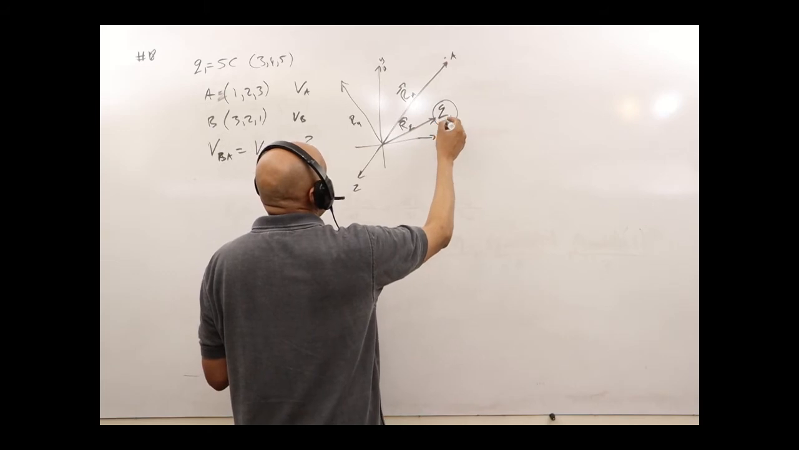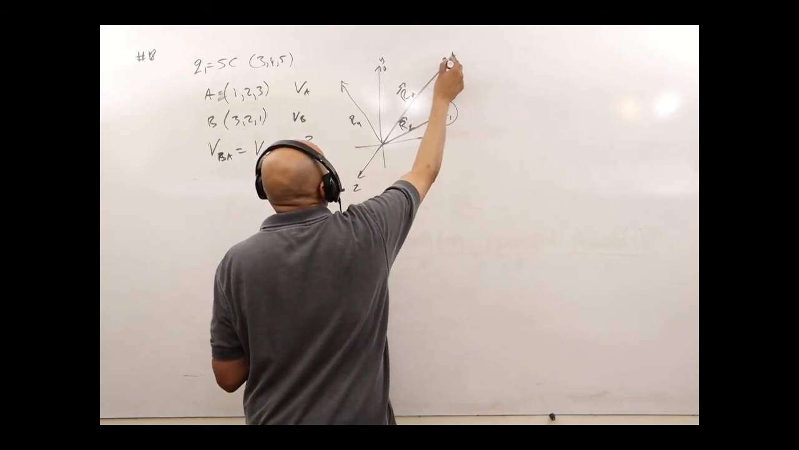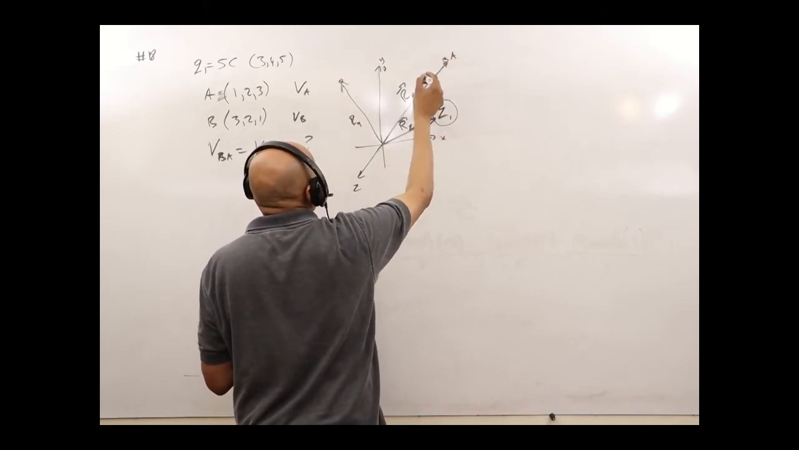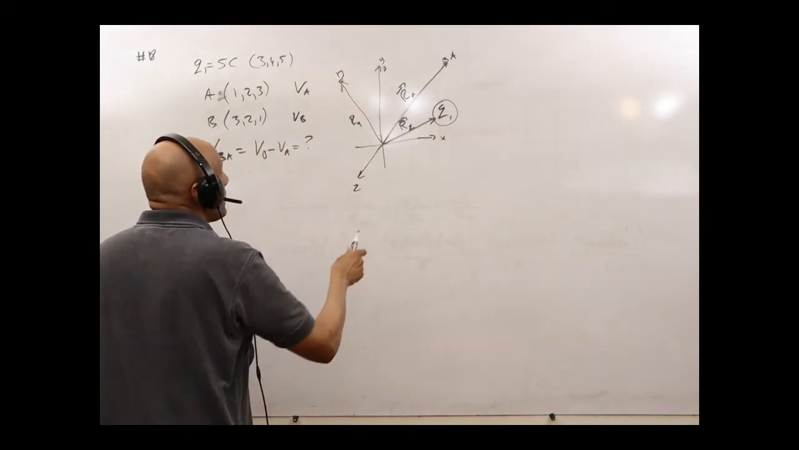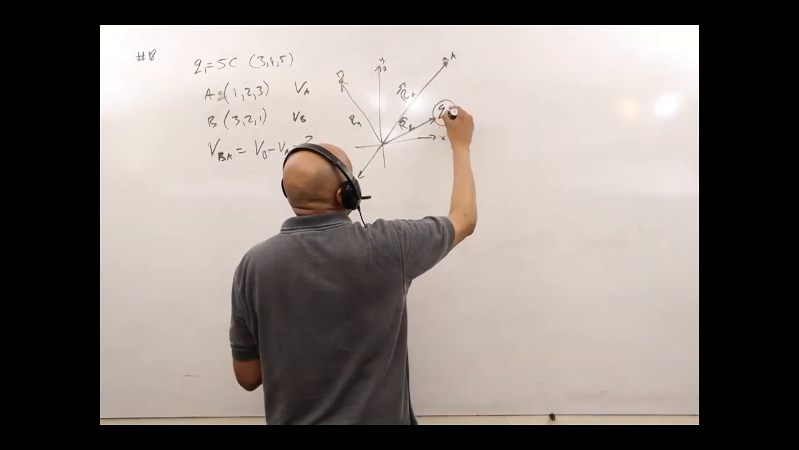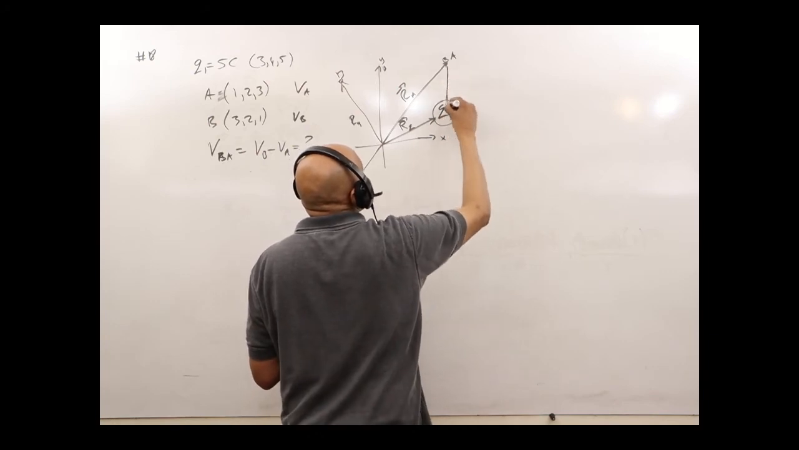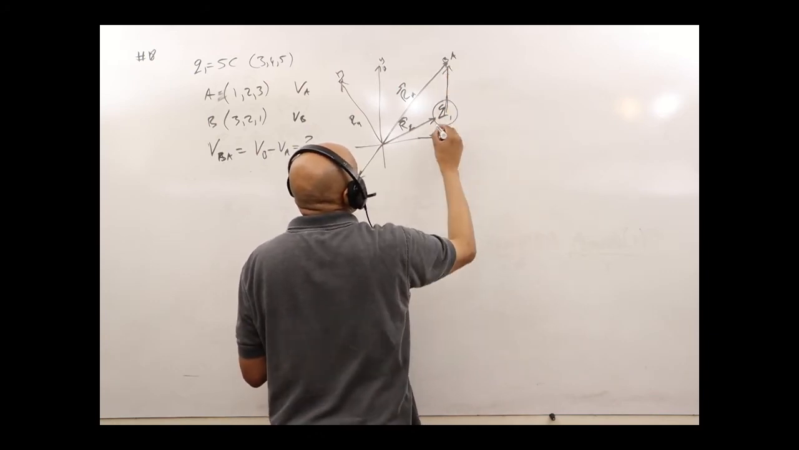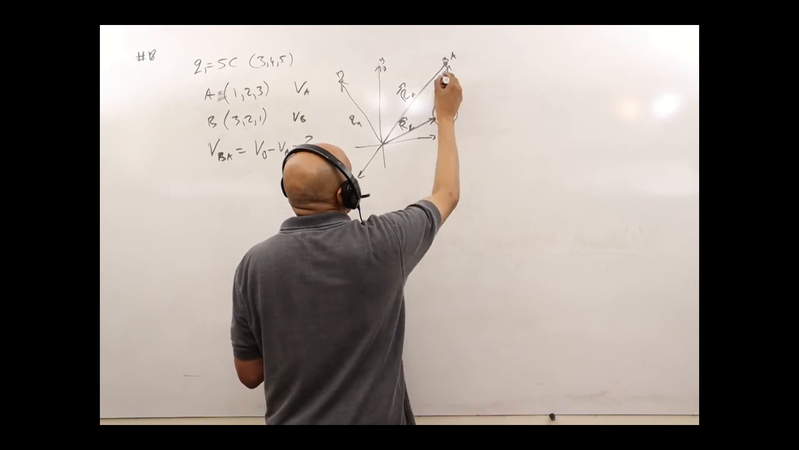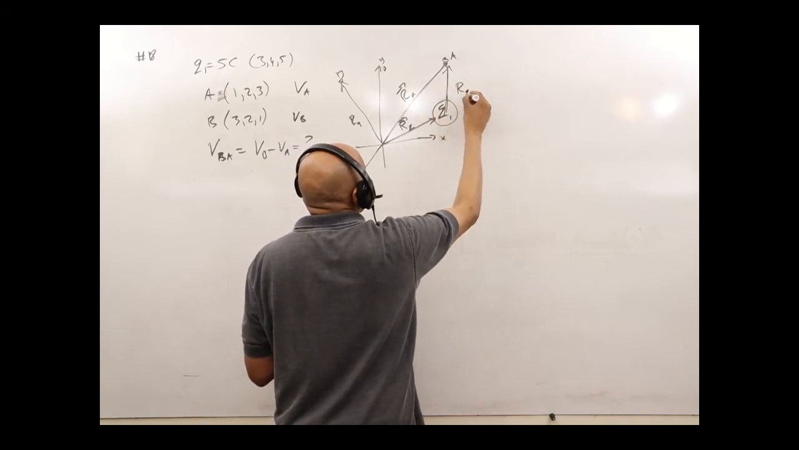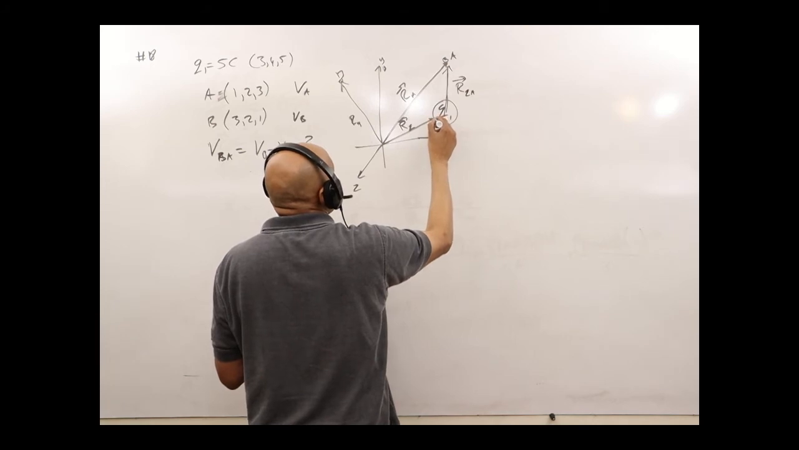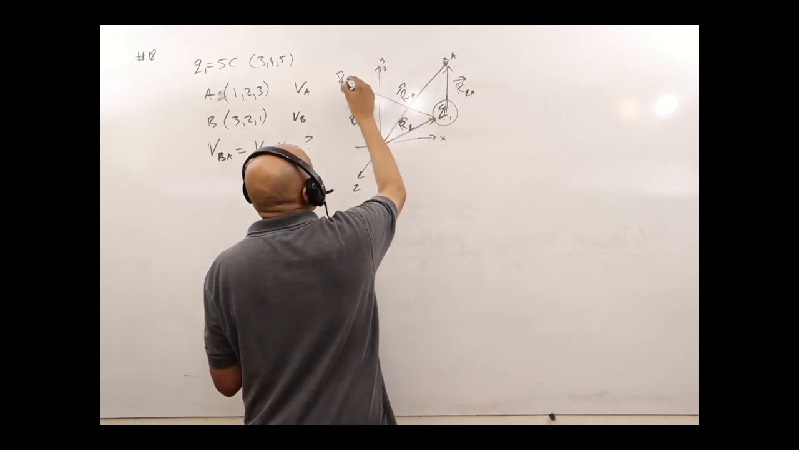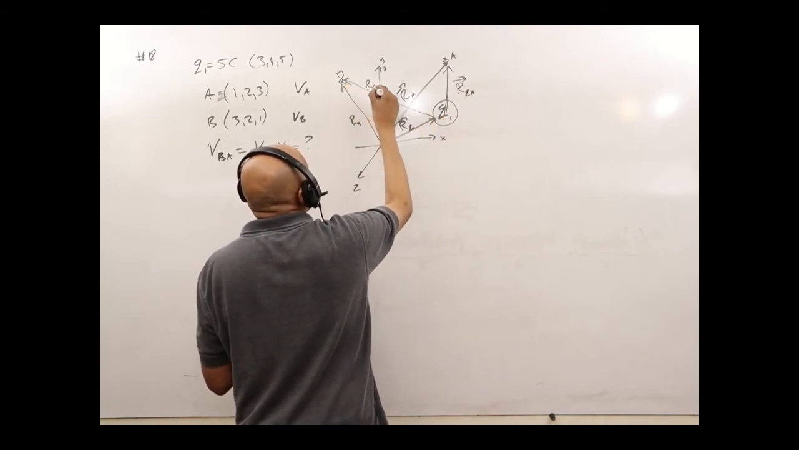So we're trying to find the electric potential difference between VA and VB. Really, I'm trying to find the distance from the charge to these 2 points. The vector drawn from Q to A is the vector RQA, and the vector drawn from Q to B is RQB.